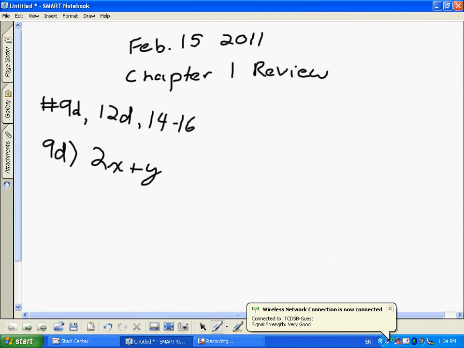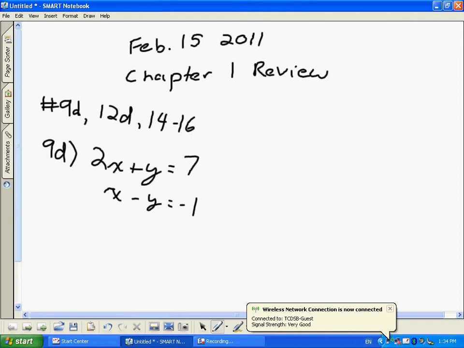9D, 2x plus y equals 7. X minus y is negative 1.